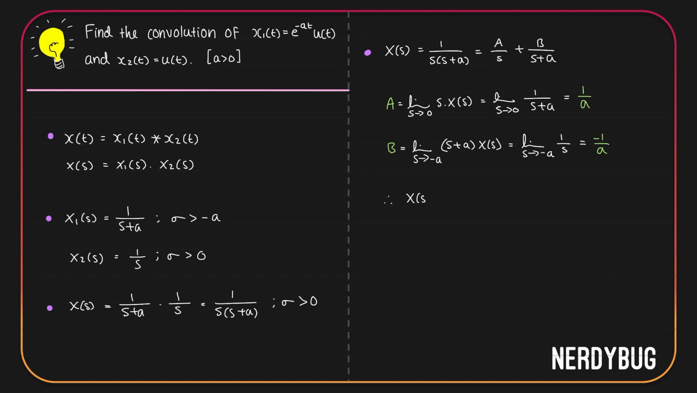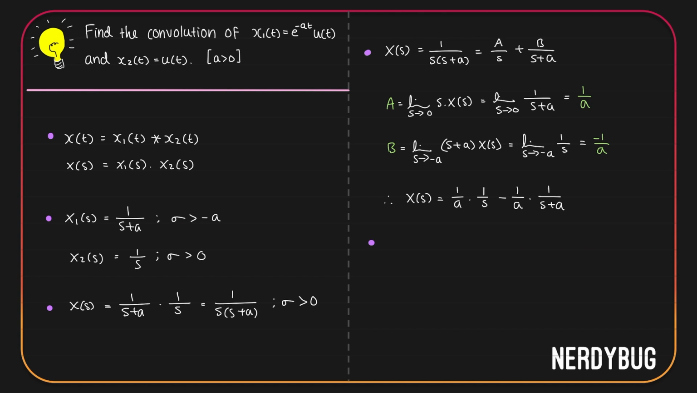Therefore, X of s becomes 1 by a times 1 by s minus 1 by a times 1 by (s plus a). The question is to find the convolution of x1 of t and x2 of t. So we have to show x of t in the time domain itself. We have X of s. So to get x of t, we have to apply inverse Laplace transform.